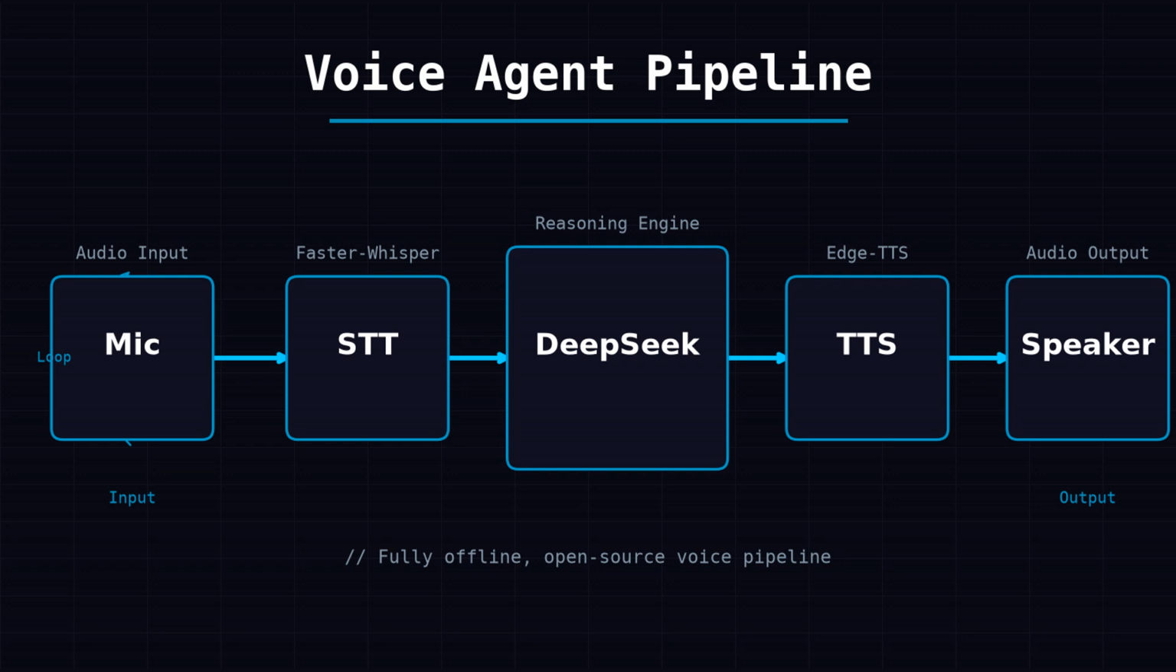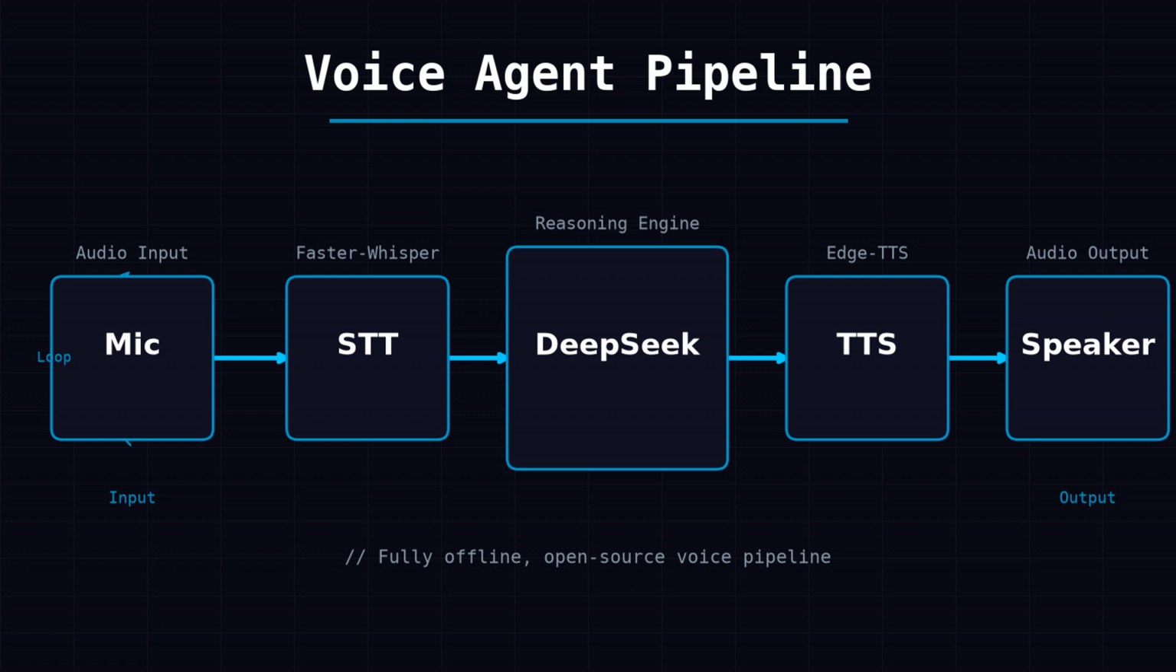First, faster-whisper, open source speech-to-text from OpenAI's research team. Runs locally on your GPU or CPU. No internet needed. Second, DeepSeek API, same OpenAI-compatible endpoint from Tutorial 1. Takes your transcribed text, runs reasoning, returns a response. Third, edge-tts, Microsoft's text-to-speech engine. Free, local, produces natural-sounding speech.